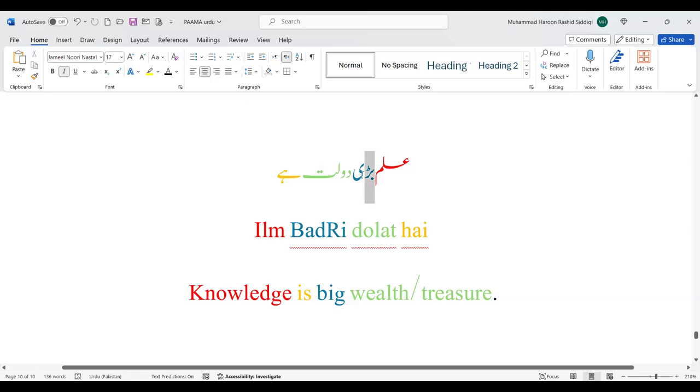So bari is not following ilm, because we're not talking about ilm. We're talking about dolat. We're talking about wealth. And in this sentence, dolat is the noun and bari is the adjective. Does that make sense? Yeah.